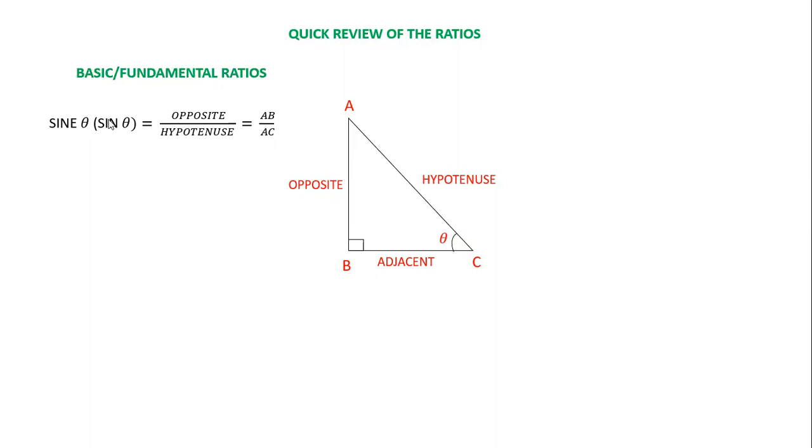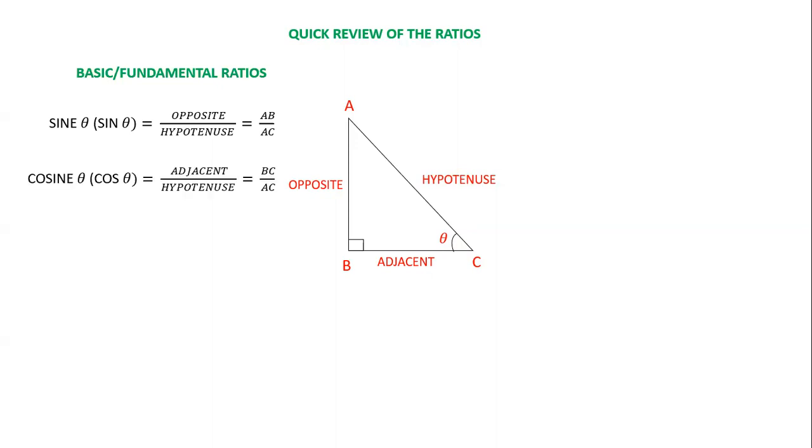I repeat again. Sine theta means it is a sine of angle theta. It is not sine into theta. Clear? Just don't confuse it with that, because when you write something next to each other, there's no sign between them, it's a multiplication. So it's not a multiplication. It is the sine of the angle theta. That is the meaning of this.